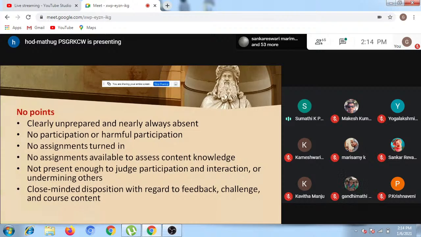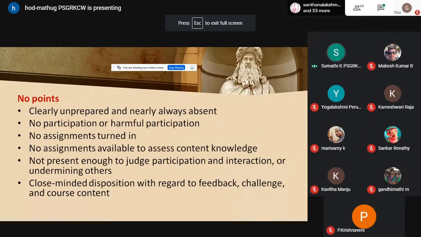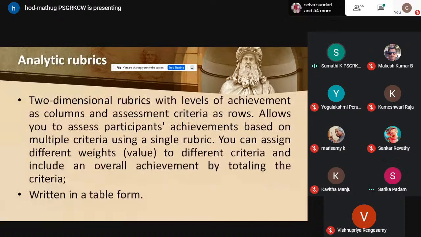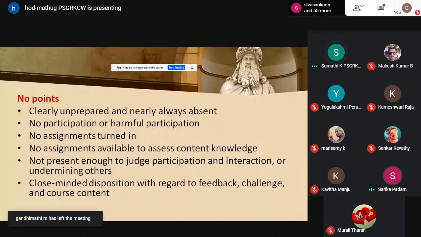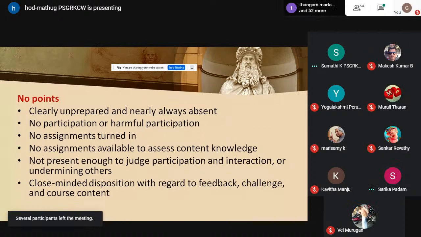Now, this is the rubric I have designed for class participation. So, how do I give 6 points? I have certain criteria. And how am I going to give 5 points? For that also I have certain criteria. How am I going to give 4 points? 3 points? No points. Now, this rubric: 1 mark or 2 marks are not at all awarded as per this rubric.